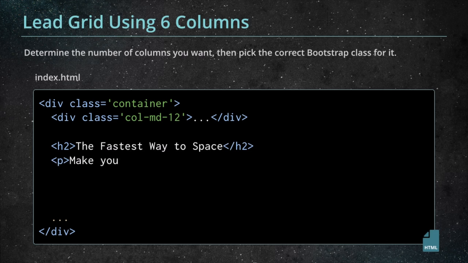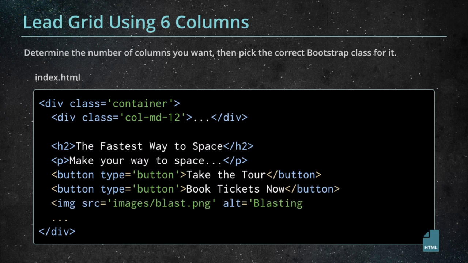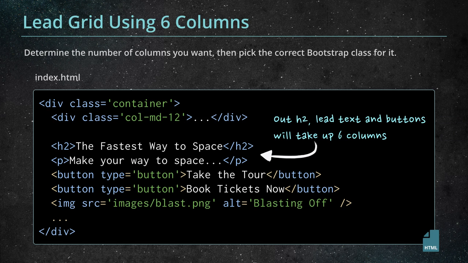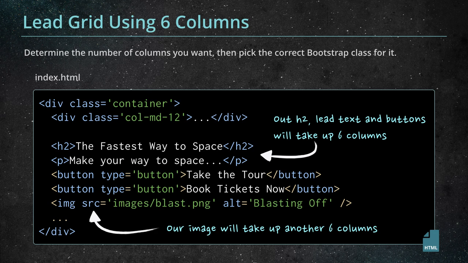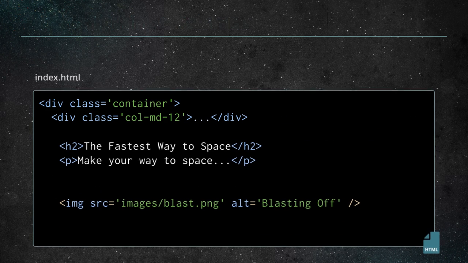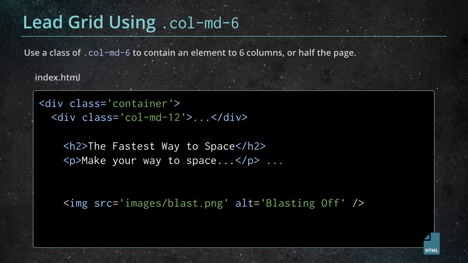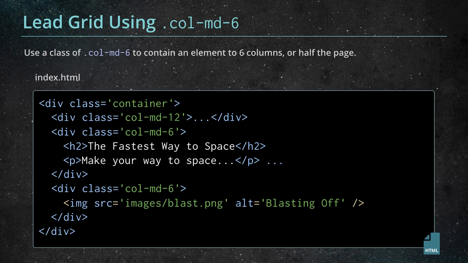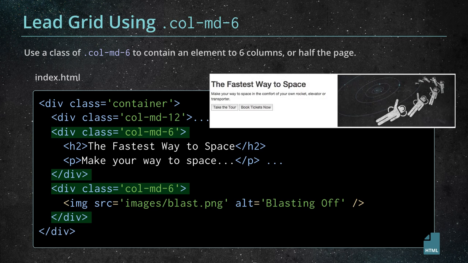What about our h2 and this blasting off image that we added? Well, we want the h2, the paragraph, and the buttons to be in 6 columns, and then we want the image to be in another 6 columns. As you might expect, we'll need to wrap our H2, our paragraph, and our buttons in a div, and we'll need to wrap our image in a div. Since we want both of these to take up 6 columns, we're going to add a class of col-md-6 to each of them.